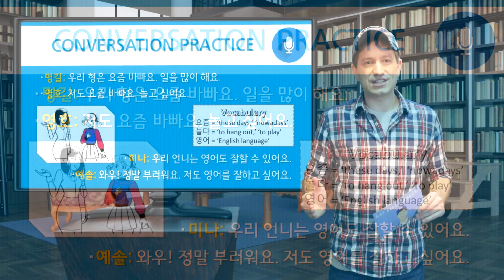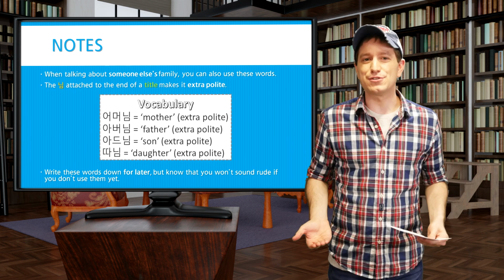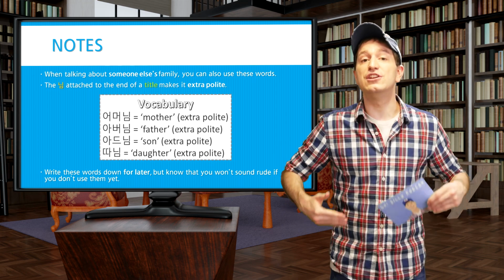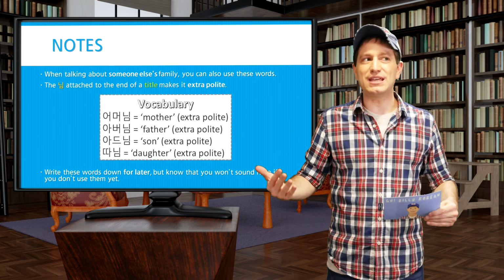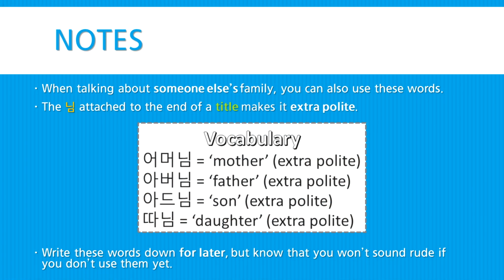So those are the words that you'll want to use when talking about your family or some terms for other people's families. But there are some more words that you can use when talking about another person's family that can show them even more respect. So here are some of those words that you should know.